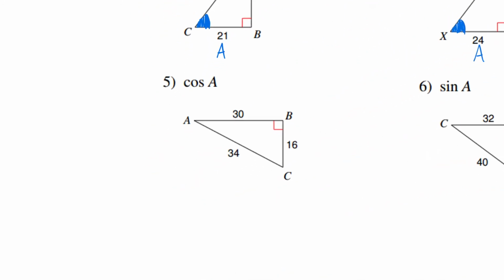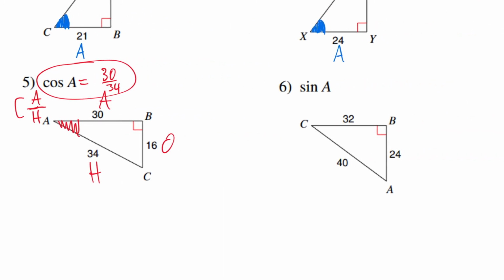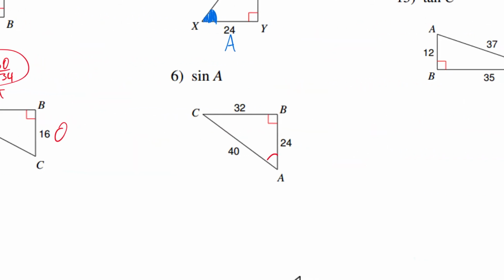All right, so down here on number 5, cosine of A, here is the angle, HAO. Cosine is CAH, A over H, which is 30 over 34. Okay, number 6, sine of A. So now we're going down to this angle A down here. We have HAO. Sine is SOH. Opposite over hypotenuse, so 32 over 40.